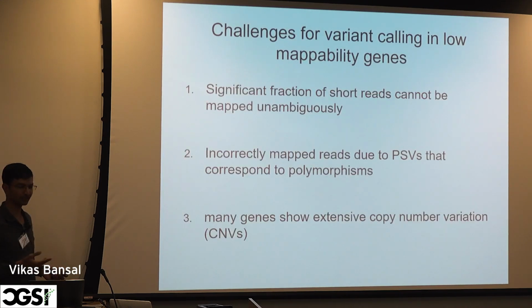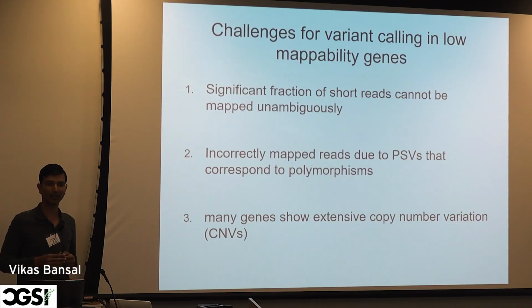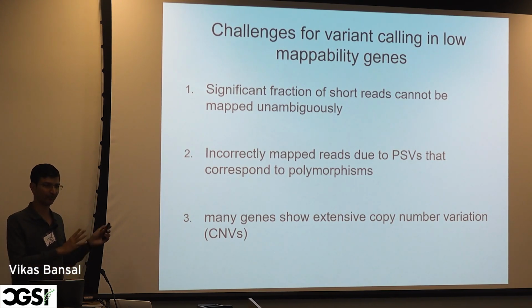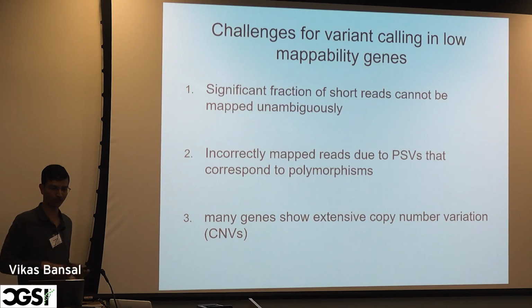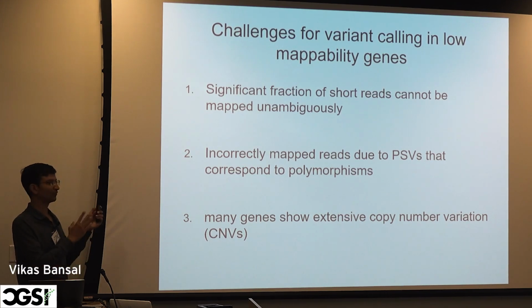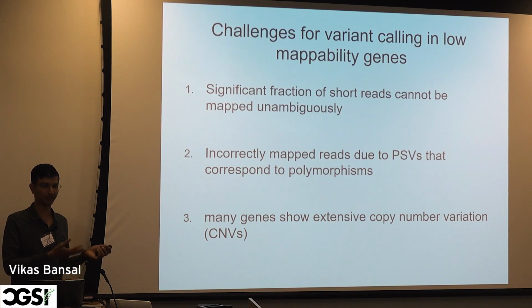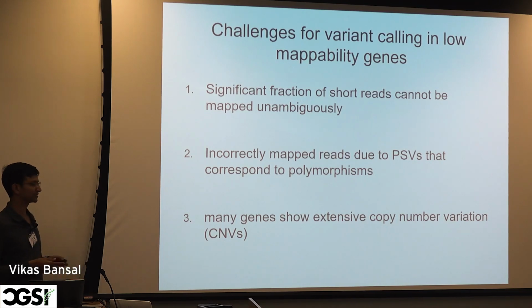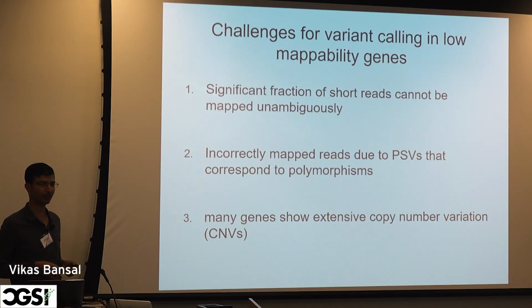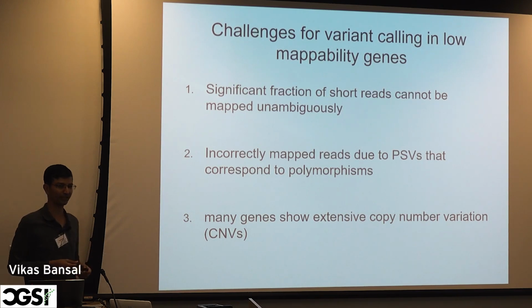To summarize, for variant calling in low mappability genes there are 3 different challenges that I've tried to give you a little bit of overview of. The first one is more obvious: mappability is a problem. But some of the other ones are not so commonly recognized: the fact that PSVs can actually cause incorrect read mapping because some of the PSVs represent polymorphisms, and also the fact that copy number variation is not accounted for when doing variant calling.